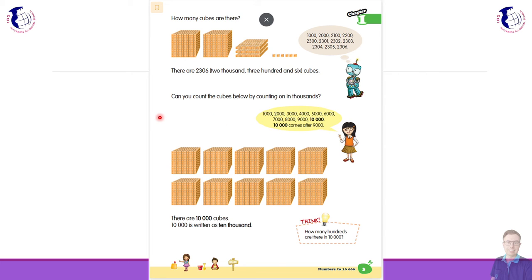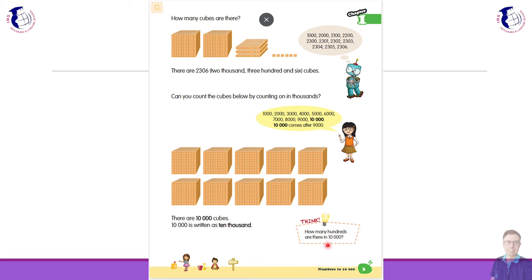Can you count the cubes below by counting on in thousands? So it's almost as easy as counting 1, 2, 3, 4, 5, 6, 7, 8, 9, 10. But each time you say one of those numbers, you have to say 1,000 in between. So 1,000, 2,000, 3,000, 4,000, 5,000, 6,000, 7,000, 8,000, 9,000, and 10,000. There are 10,000 small cubes, and 10,000 is written as ten thousand in words.